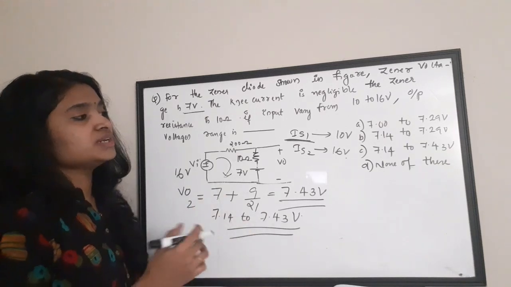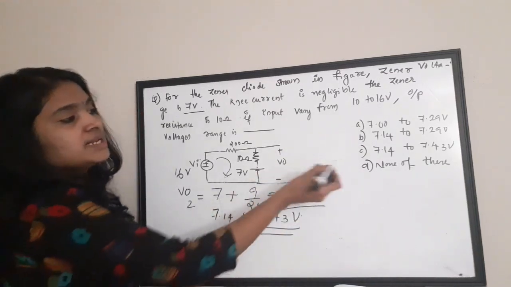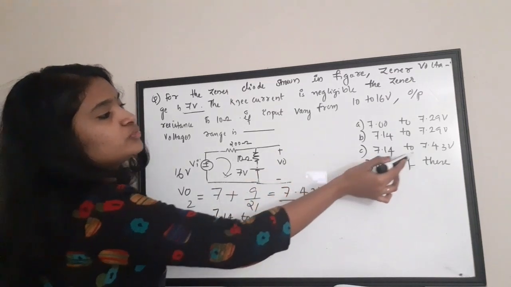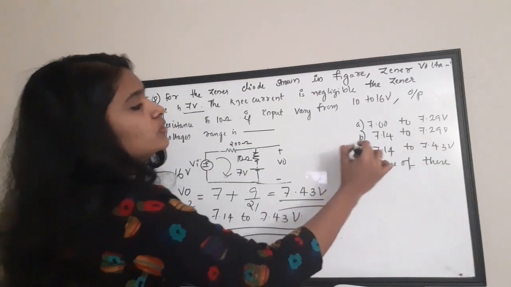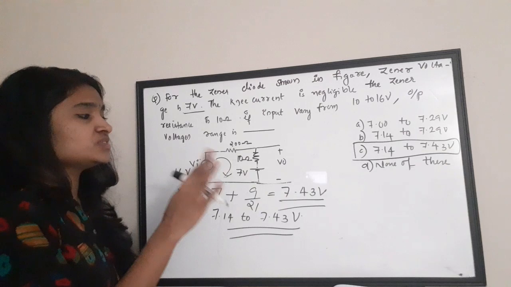So the correct option here is option C, which is 7.14 to 7.43 volt, the range of your output voltage. I hope the concept of this question is clear.